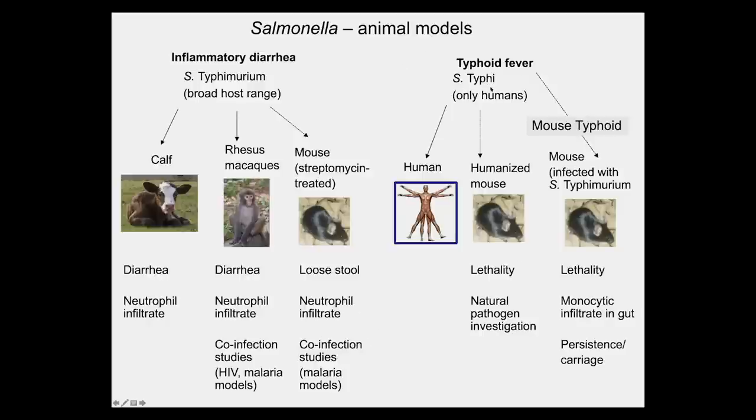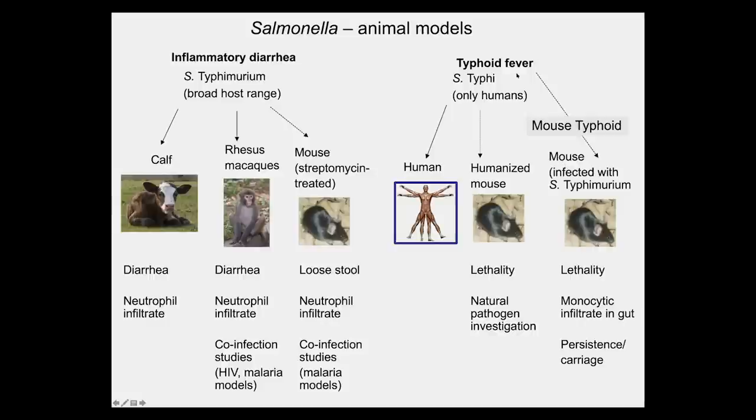And typhoid fever, on the other hand, as I said, is only infectious in humans. So human volunteers have actually been used to study typhoid fever. And more recently, also humanized mouse models, humanized with human stem cells. And these mice develop lethality and can be used to study the natural pathogen.